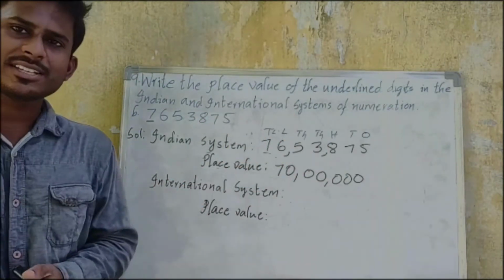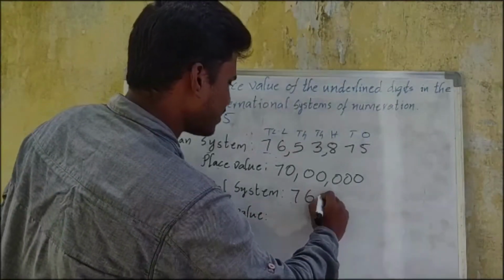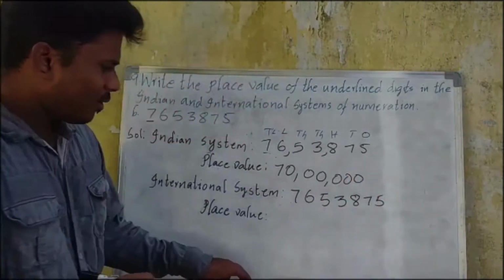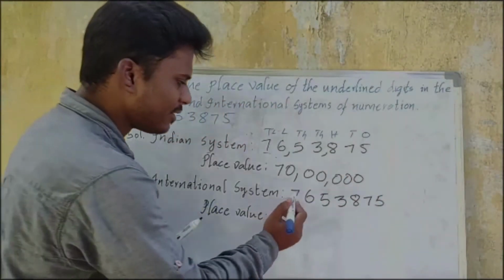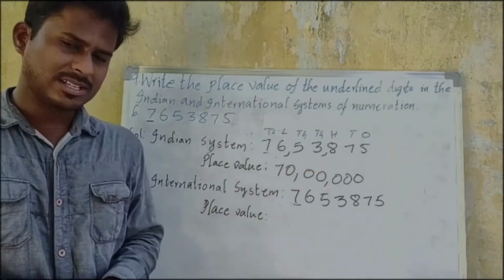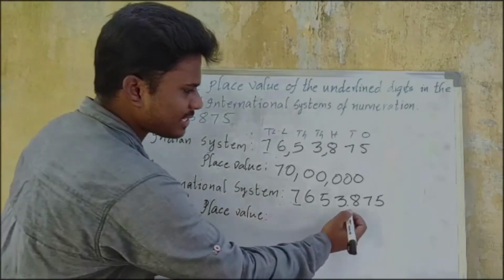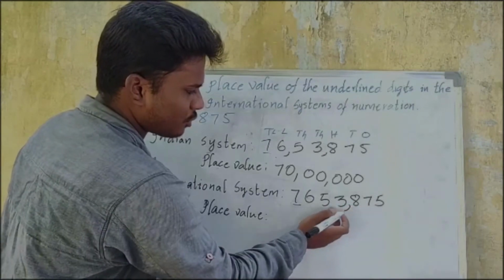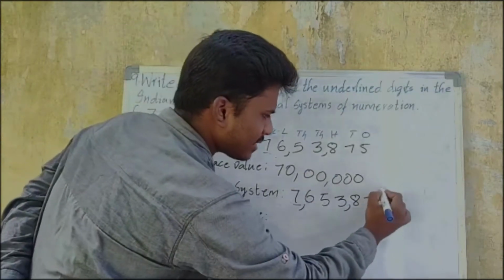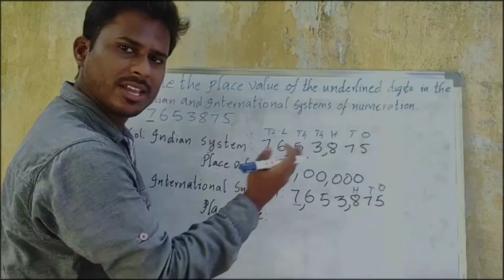Now if we go for the international system, let us write the same number first. 7, 6, 5, 3, 8, 7, 5. What is the underlined digit here? 7. Okay. Now according to the international system, let us insert the commas. We have 3 digits in every period. So after 3 places I am inserting commas. 1, 2, 3. Let us write the places of the periods. Ones, tens, hundreds in the ones period.